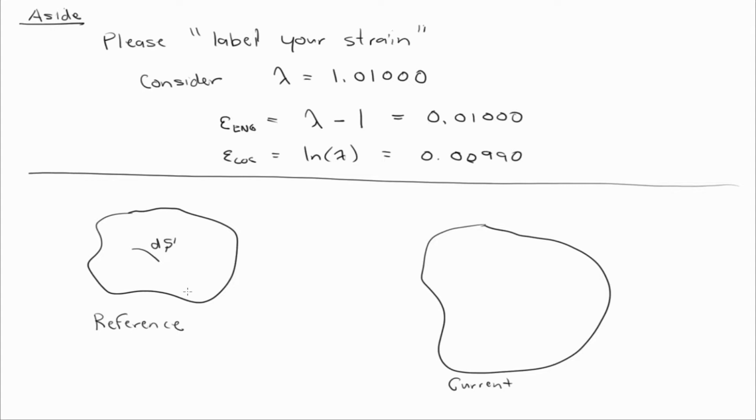And I'm going to use a capital S, and I'm going to try to be judicious about putting the tick marks there, because it's hard to tell the difference between a capital and a lowercase s. And so what we want to do is track how this ds deforms or changes as it goes from one configuration to the other. Right? So in the deformed configuration, that same line segment may look like this.